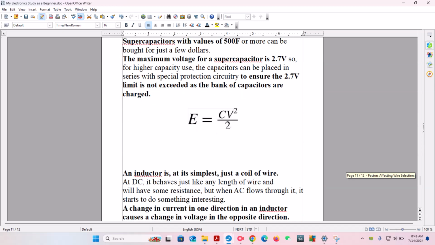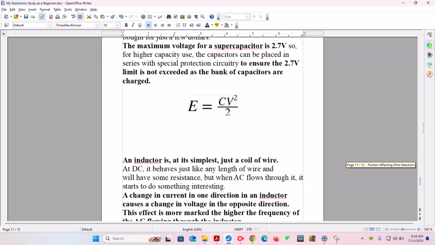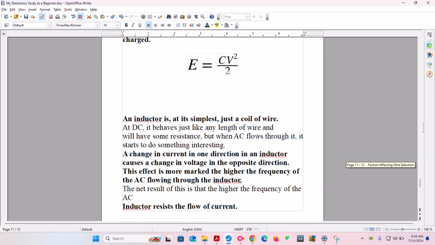Now remember that an inductor, on the other hand, in contrast, the simplest example I could use is just a coil of wire. So when we talk about DC, which is direct current, that would be in circuitry, not AC so much, but DC. It behaves just like any other length of wire and will have some resistance. But when AC flows through it, it starts to do something interesting.